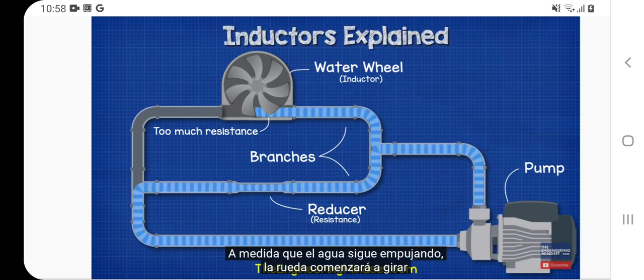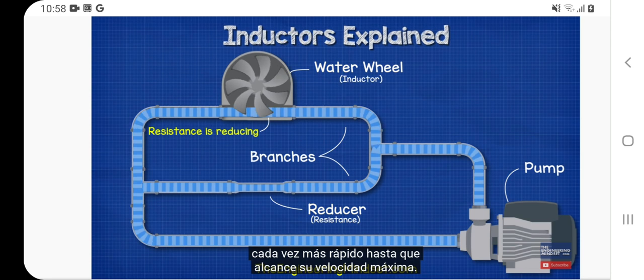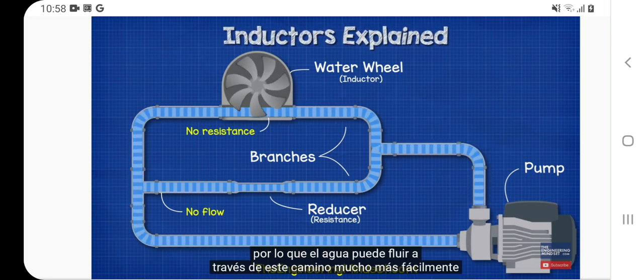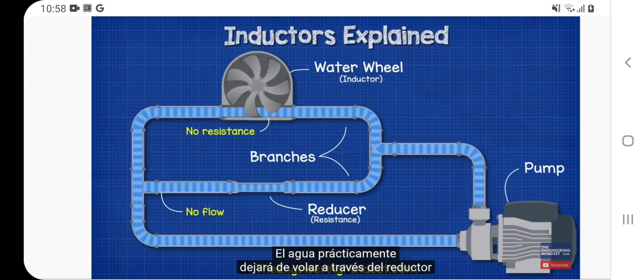As the water keeps pushing, the wheel will begin to turn faster and faster until it reaches its maximum speed. Now, the wheel doesn't provide almost any resistance, so the water can flow through this path much easier than the path with the reducer in it. The water will pretty much stop flowing through the reducer, and it will all now flow through the water wheel.